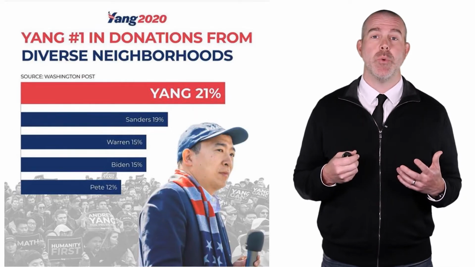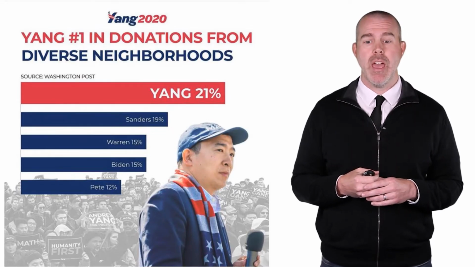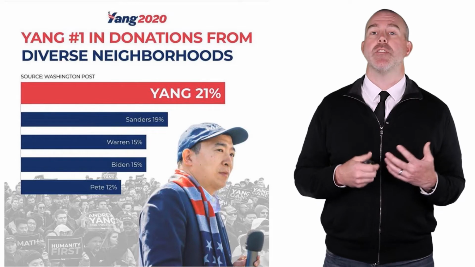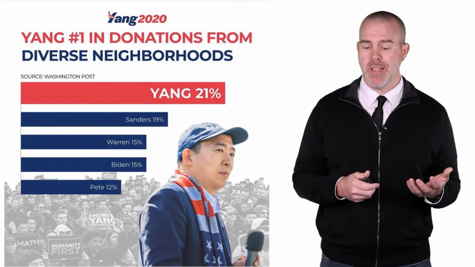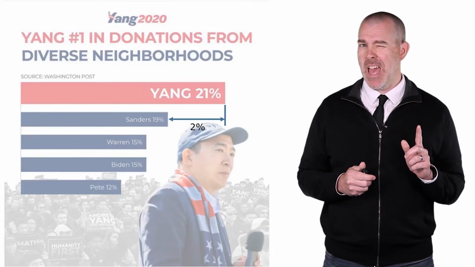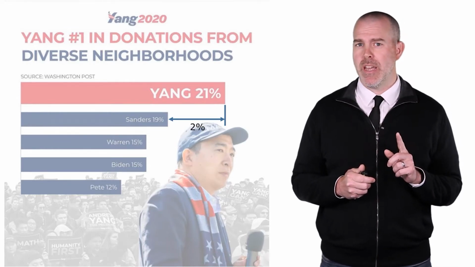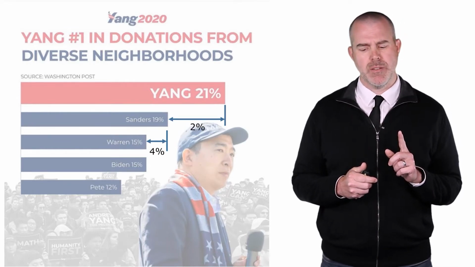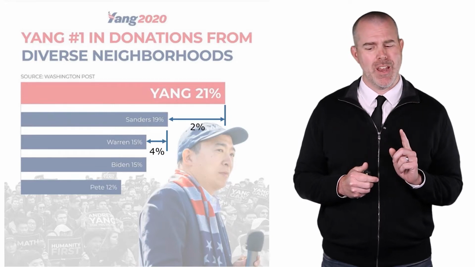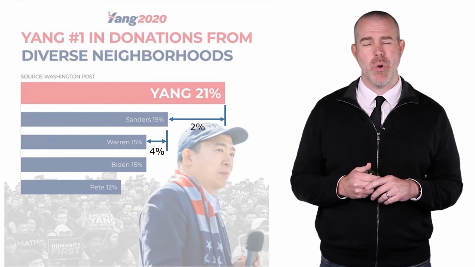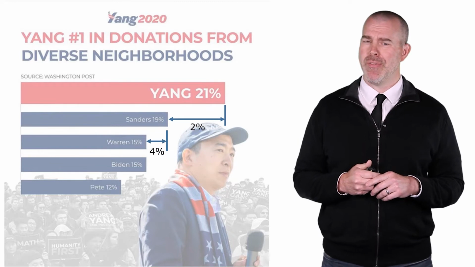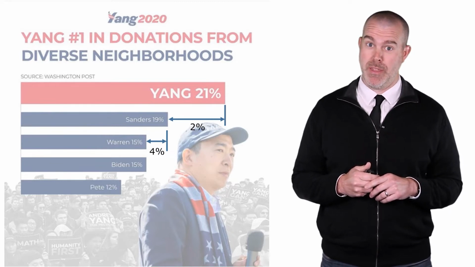Here's one from the 2020 campaign. This is from Andrew Yang, trying to show that he has the most donations from diverse neighborhoods, but his scale is a little wonky here. He's 2% ahead of Bernie Sanders, but then Bernie Sanders is 4% ahead of Elizabeth Warren. So kind of a funky y-axis on that one, Mr. Yang, for a guy who's supposed to be pretty mathy.